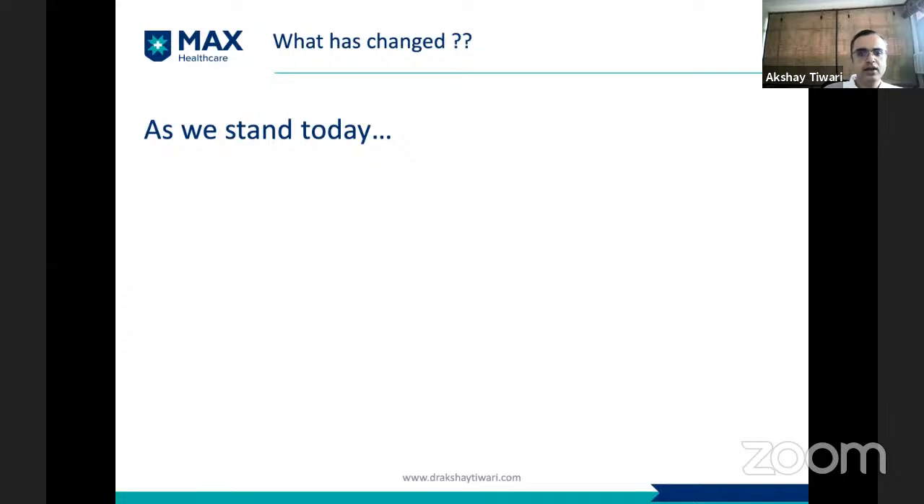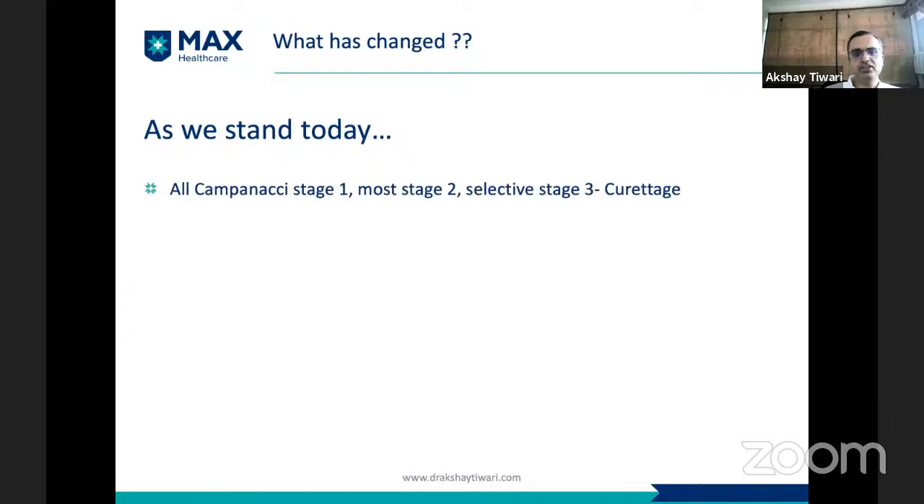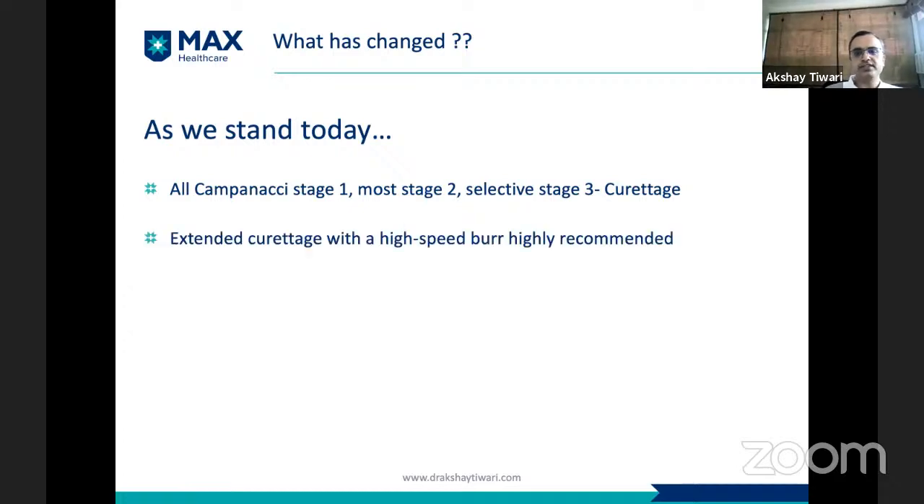To come to the conclusion of my talk, what has changed in all this while as we stand today? Well, not really much, I would say, in principle. But yes, some subtle changes definitely are there. All Campanacci stage 2, most stage 2, and some selective stage 3 will go for curettage, and only some would go for resection. Extended curettage with a high-speed burr is highly recommended.